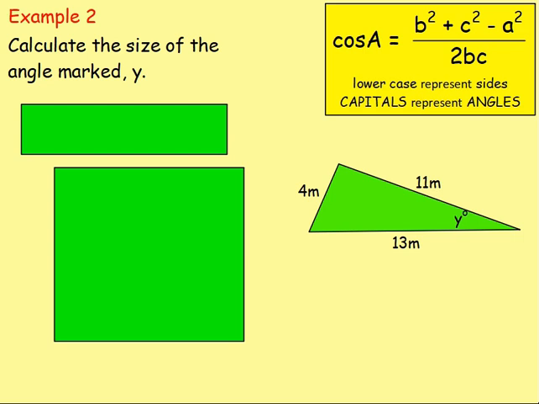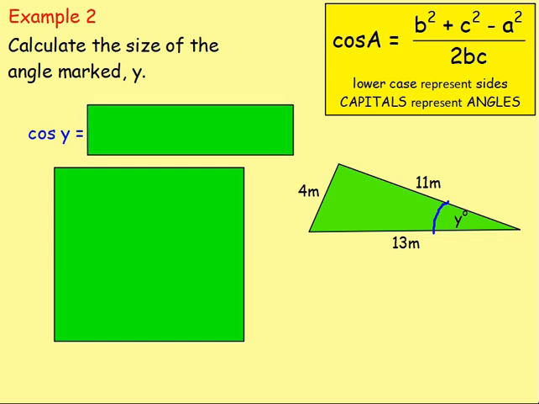Here we go. Example 2. Work out the size of the angle marked Y. Okay, go for it, Nella. Talk us through it. Okay, so it's going to be a cosine rule. We want to find Y. Yeah, you're perfectly right, Nella. So we write down cos Y. Yeah, you do indeed. So cos Y equals.